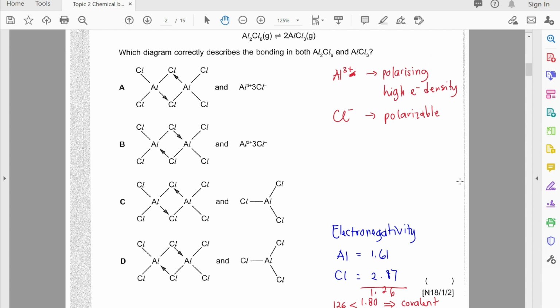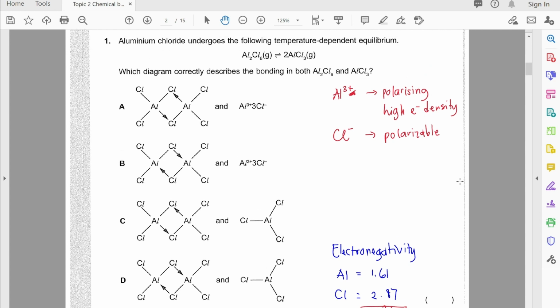So AlCl3 is covalent, and when it is dissolved in hexane or nonpolar solvents, it will form a dimer, Al2Cl6. This dimer is formed when a lone pair of one of the chlorines binds to the aluminium like this, and not the other way around, because aluminium does not have a lone pair, so it cannot donate an electron pair to chlorine. So this doesn't happen. This can happen. All right, the answer is D.